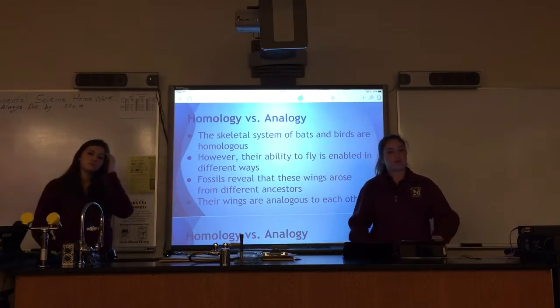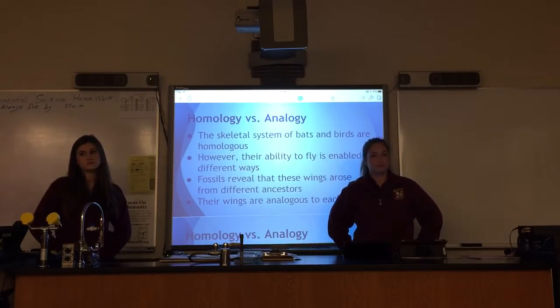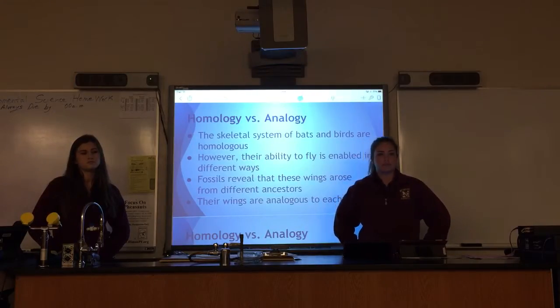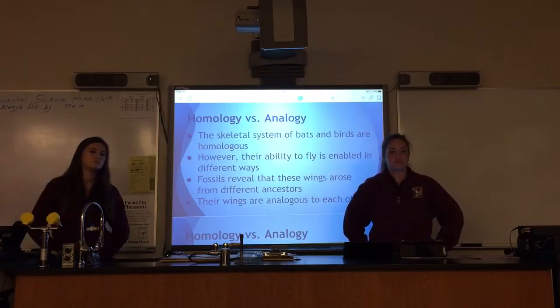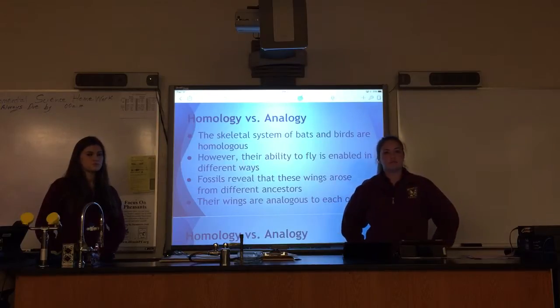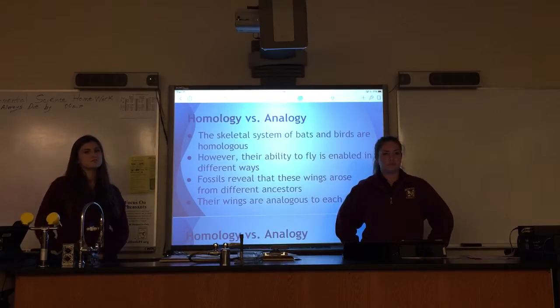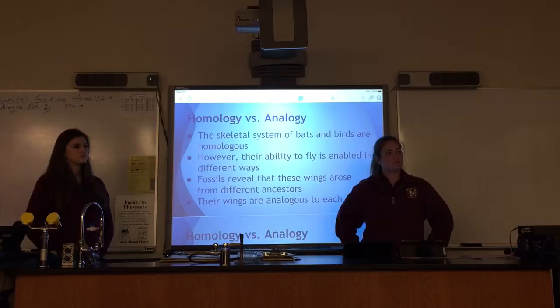Right. One thing I want you guys to keep in mind is that the bones inside their upper extremity, like the humerus, the radius, ulna, wrist bones, the phalanges, those are homologous between the birds and bats. But keep in mind what Emily is saying here is the fact that the bird's upper extremity evolved into a wing and the bat's upper extremity evolved into a wing is what is analogous. Do you guys understand the difference?